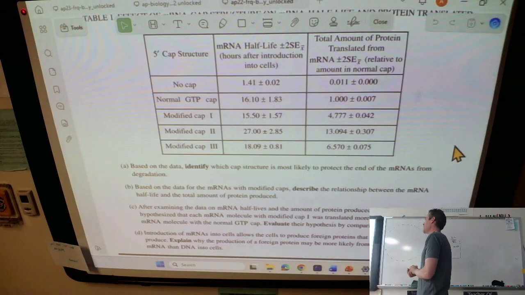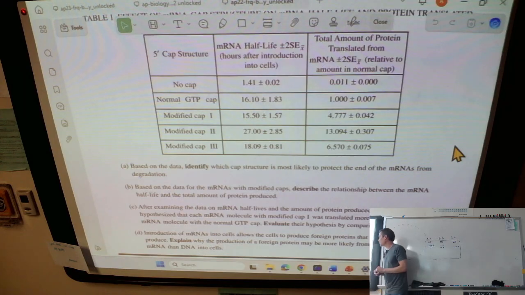All right, part C. After examining the data on mRNA half-lives and the amount of protein produced, the researchers hypothesized that each mRNA molecule with modified cap1 was translated more frequently than was each mRNA molecule with the normal GTP cap. Evaluate their hypothesis by comparing the data in Table 1.